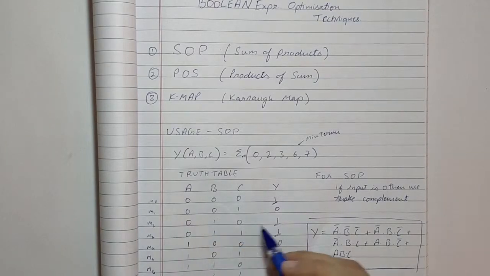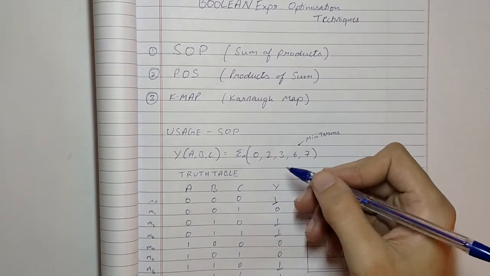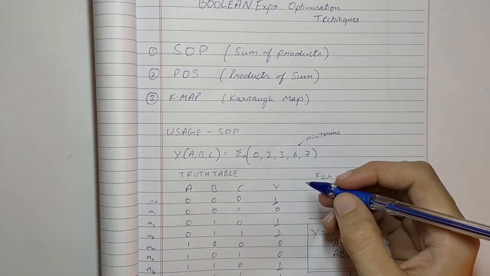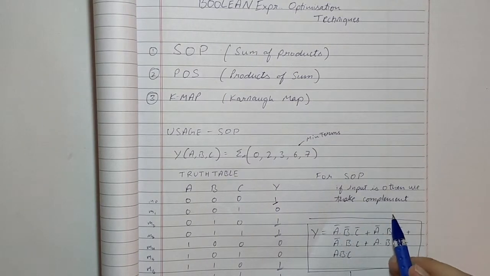Now m0 is high, so we write 0. m2 is high, so we write 2. But m4, m5 is not high, so we didn't consider them. For SOP, if input is 0, then we take complement.